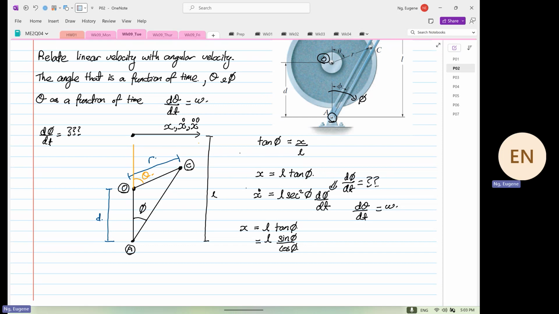And when we come to this, this is good news, right? So now from here, we have to determine sine phi and cosine phi as a function of what? Theta. Are we clear? Because we only know d theta over dt.